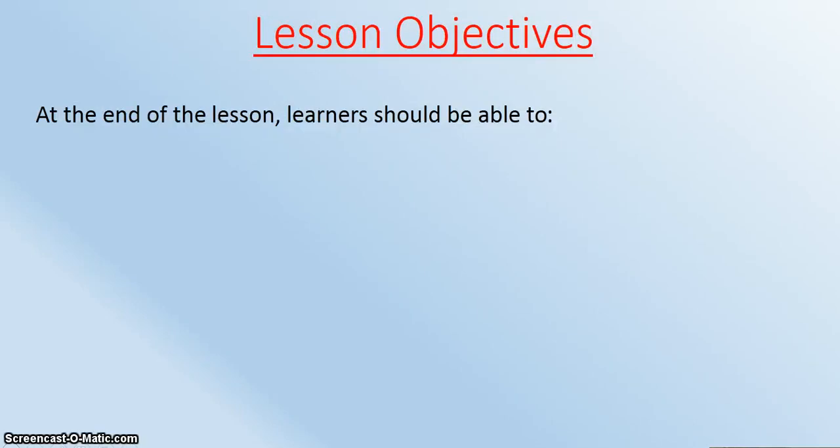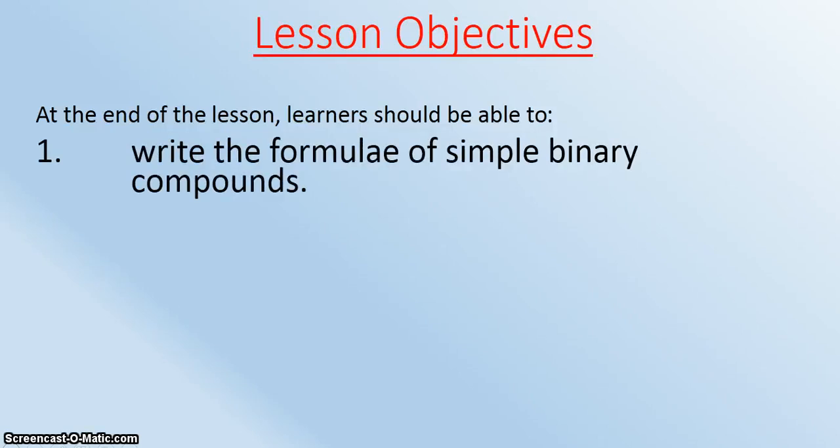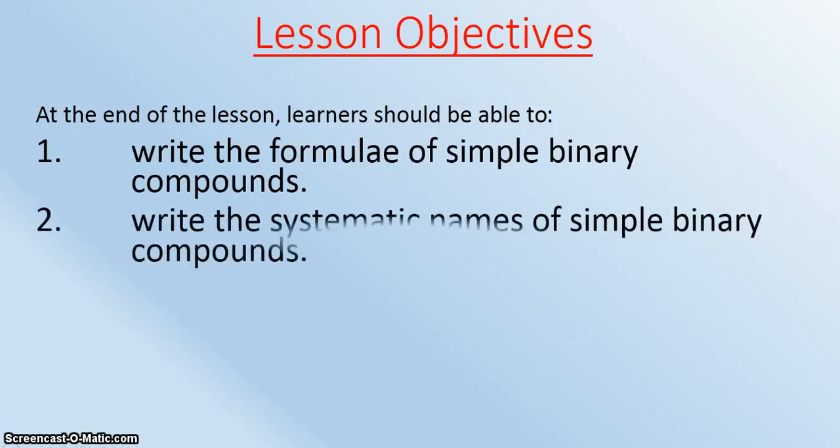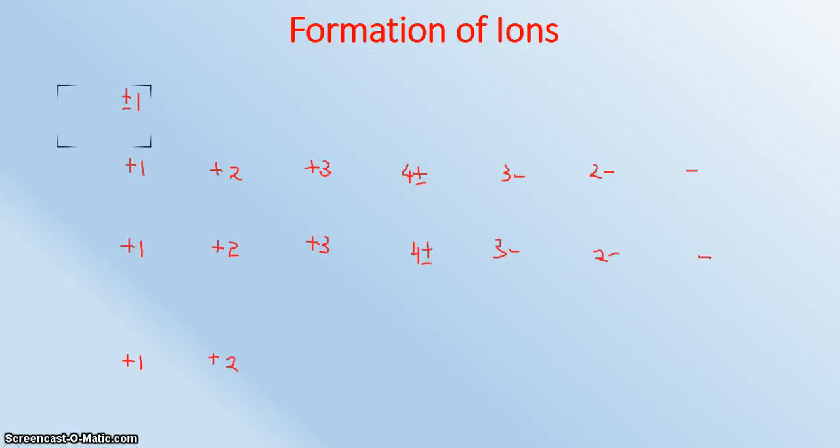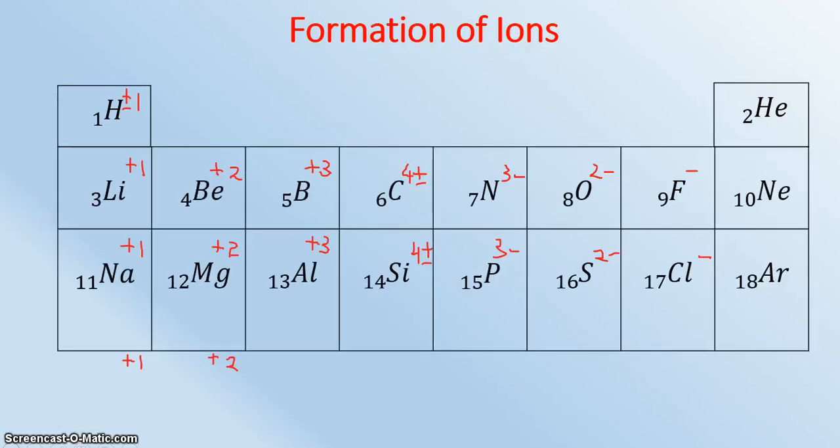Now, at the end of this lesson, students will be able to write formulas for simple binary compounds, and they will also be able to write systematic names for binary compounds as well. Now, let's quickly look at our periodic table once again with the ions and everything in it.